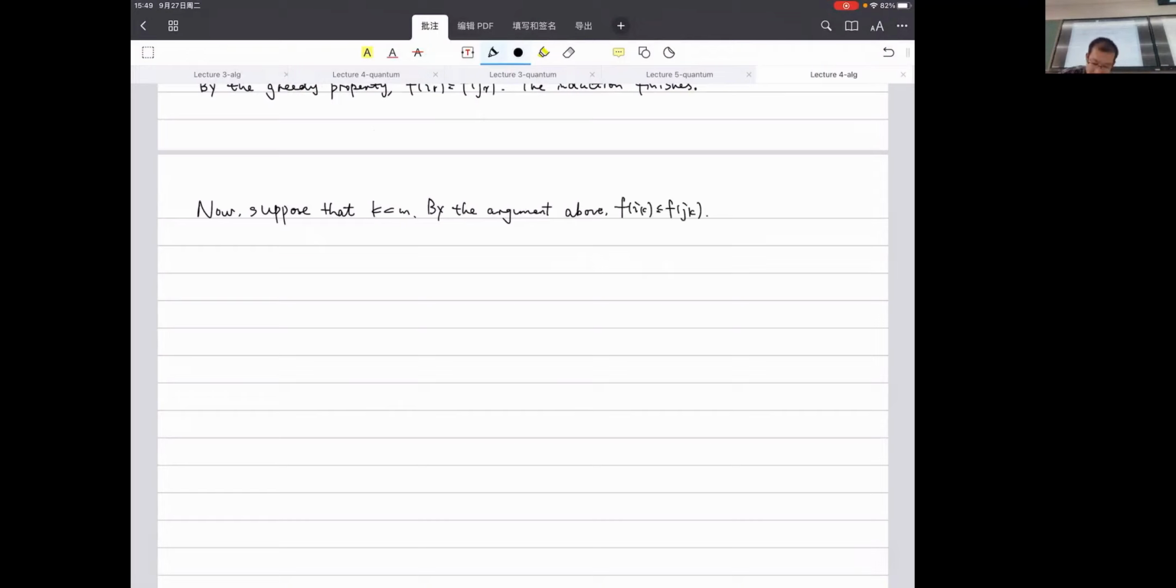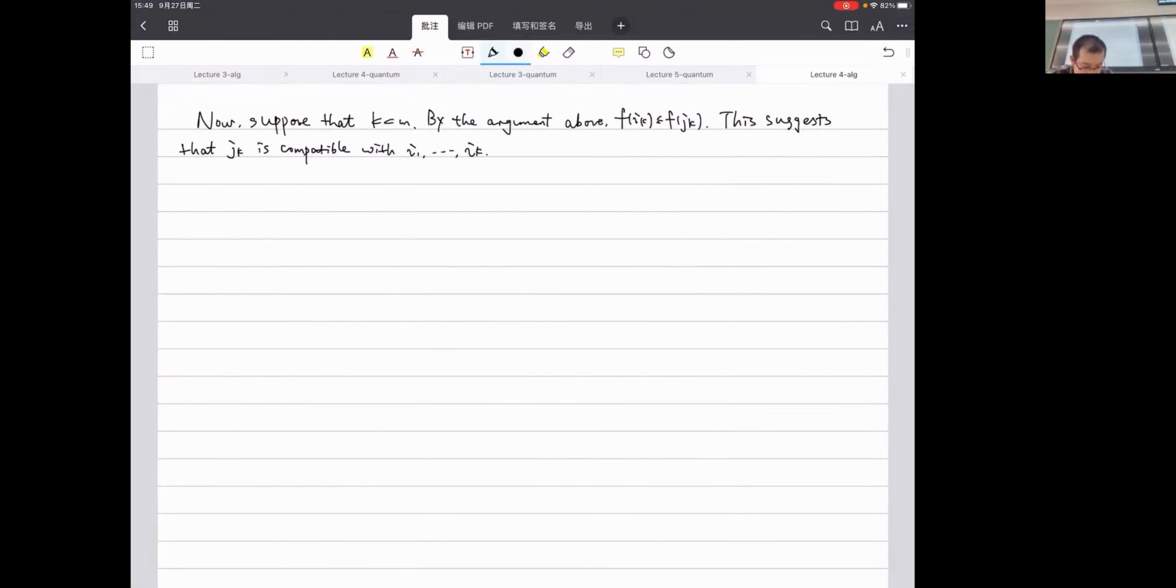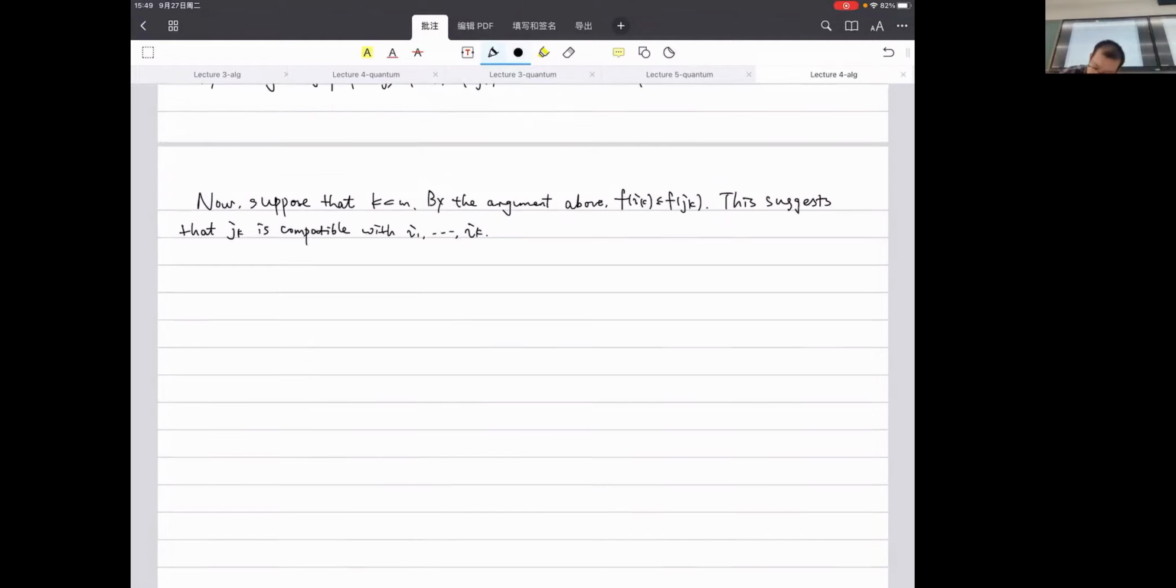So let's take this observation, and by this induction argument, we clearly see that Fik is smaller than Fjk. This suggests that Jk is compatible with I1 to Ik, the same as this argument. Because we have assumed that K is smaller than M, this J is at least one longer than the number of events in I here. So it is saying that JK is compatible with I1 to IK. Oh, I think I made an error; it should be JK plus 1.